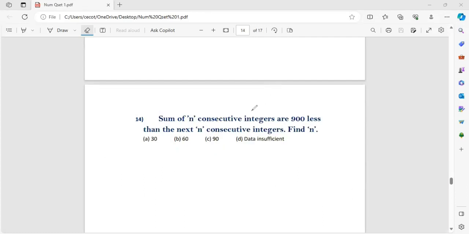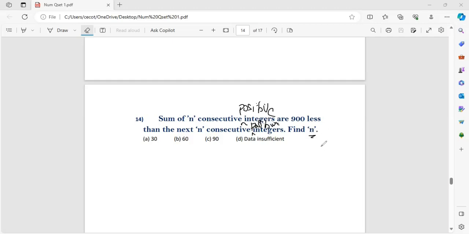Now question number 14. It's based on consecutive natural numbers. So let's make these consecutive positive values, okay? That will be easier to solve. Consecutive positive values, which means natural numbers.